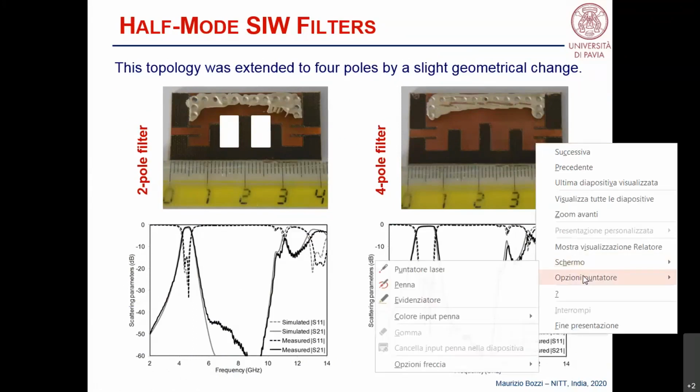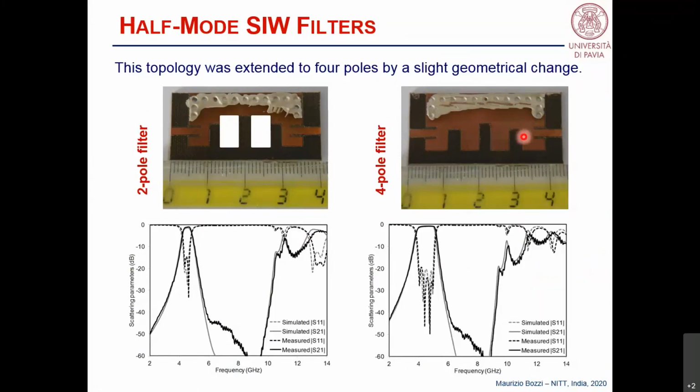Sorry, I lost the pointer. This stub and this stub, and we have 4 resonance stubs that give 4 poles in the frequency response of the filter. So in this case, by using more or less the same size, we have a 4-pole filter in a very compact size, in the size that is approximately half wavelength times quarter wavelength. So in this case, we further reduce the size of the filter.